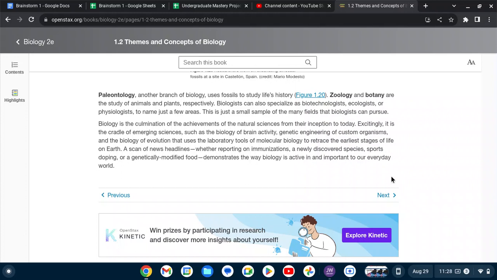A scan of news headlines, whether reporting on immunizations, a newly discovered species, sports doping, or a genetically modified food, demonstrates the way biology is active in and important to our everyday world. End of biology chapter 1.